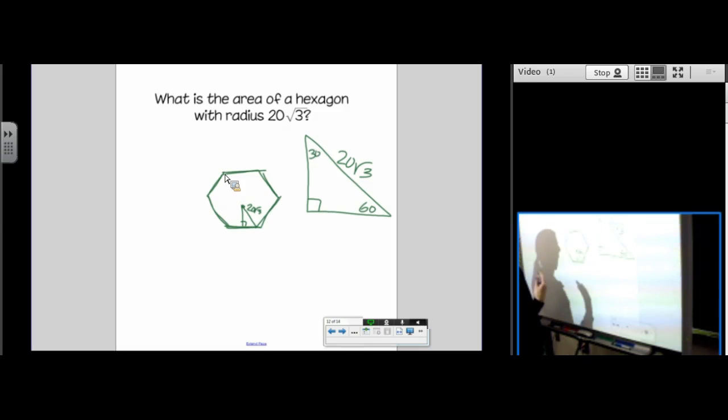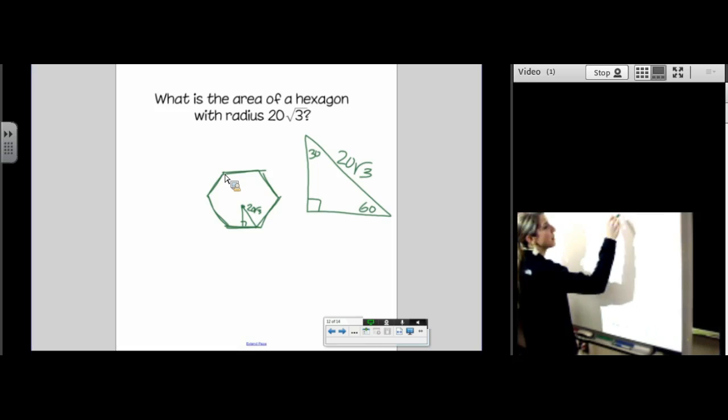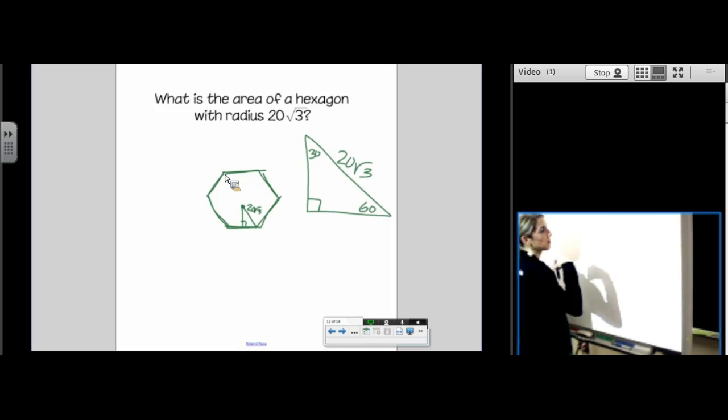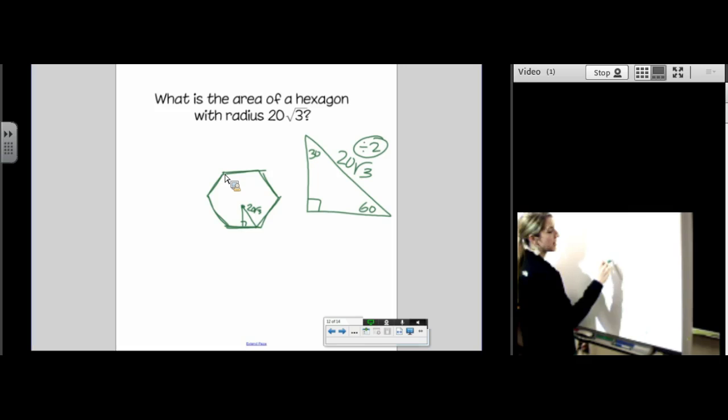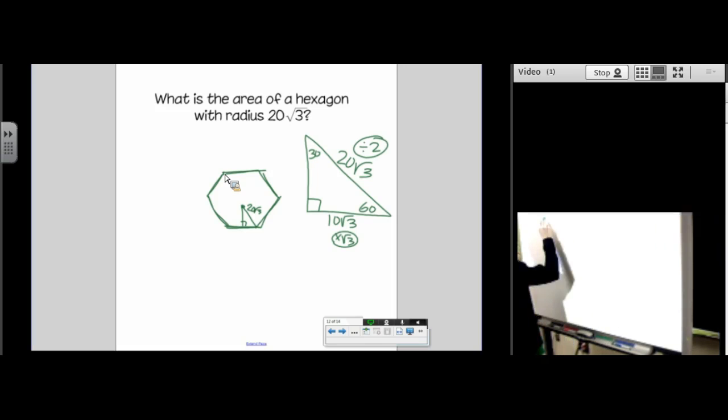We need the apothem and we need the perimeter. So we need to find both missing sides. We know we take this one and we divide it by 2 to find what's across from 30. So this would be 10 root 3 across from 30. And then we multiply this by root 3 to find what goes across from 60. So it'd be 10 root 3 root 3. So that would be 30. So the apothem is 30.